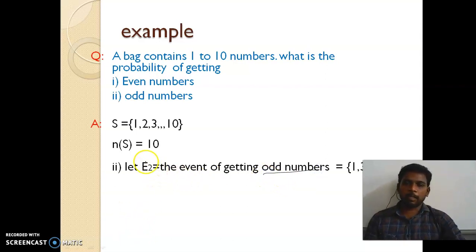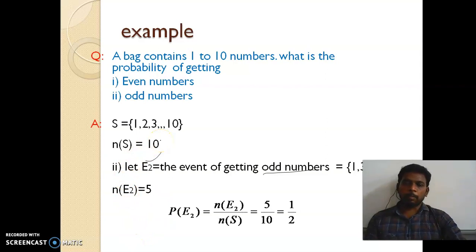That's why I took this as E2. What are the odd numbers between 1 to 10? 1, 3, 5, 7 and 9. So totally how many numbers are there? 5 numbers. So N of E2 equal to 5. Now what about the probability? We can divide this one by this one. So P of E2 equal to N of E2 by N of S, that is 5 by 10. And after simplification we get 1 by 2.